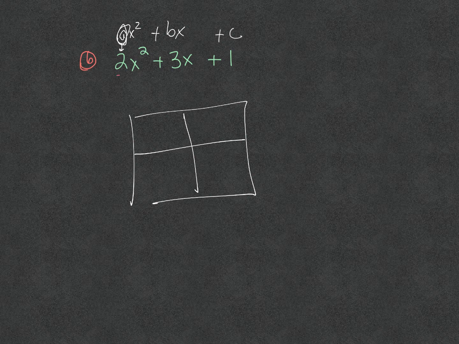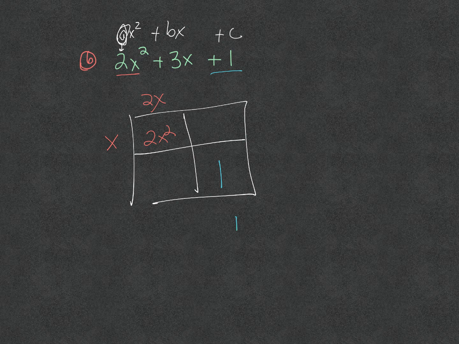So what do I know? I know for sure this is 2x squared. I know that this has to be a 2x times x. What else do I know? Well, I know this is a positive 1. And here's where I kind of really luck out with this problem.